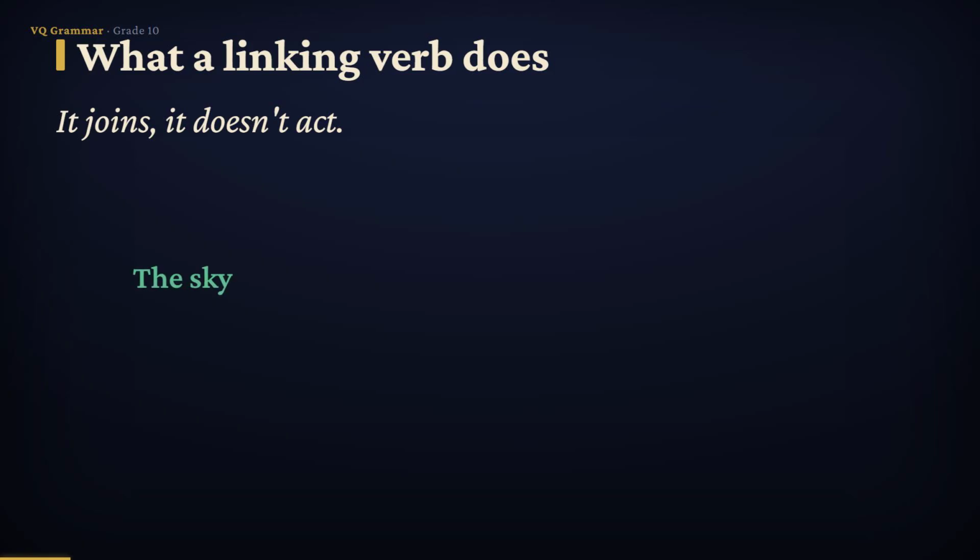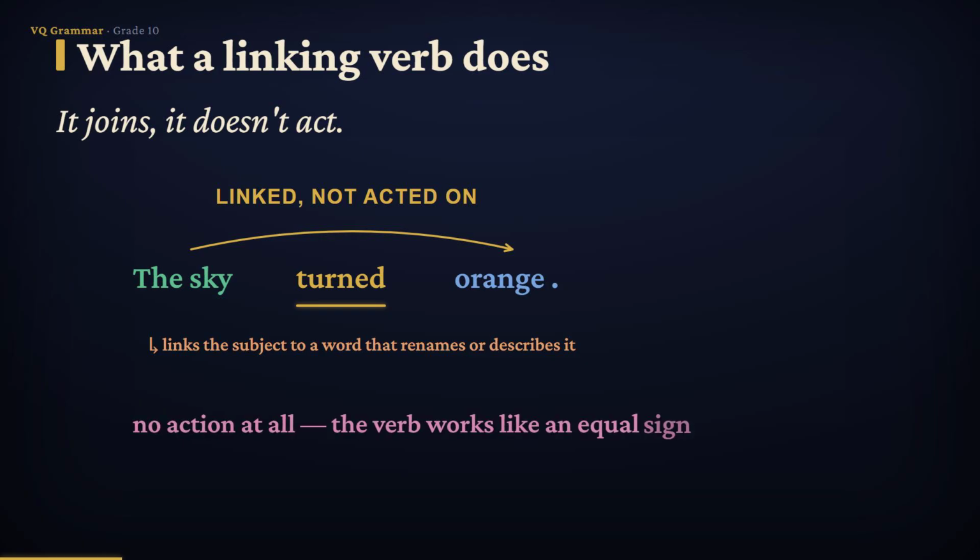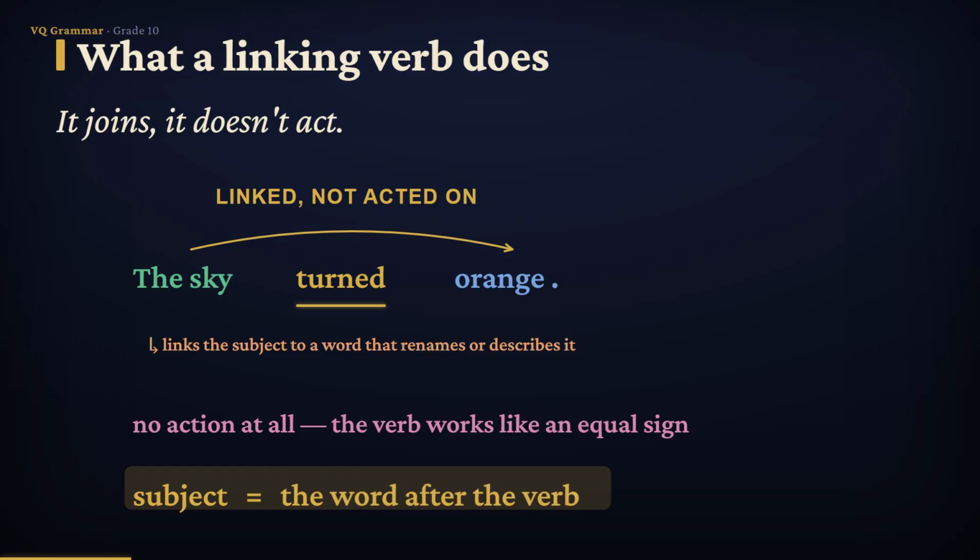Here's the sentence. The sky turned orange. Now, stop and notice something. Nothing in that sentence is actually happening. The sky isn't doing anything to anything else. The verb turned is simply reaching across the sentence, connecting the subject, the sky, to a word that tells us something about it, orange. That is the whole job. A linking verb links, or joins, the subject to a word that identifies the subject or describes it. Think of it as an equal sign sitting in the middle of the sentence. Sky equals orange. No motion, no doing, just a connection.